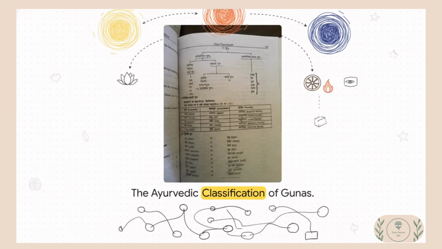And here it is. This chart does a fantastic job of laying out the entire system. It shows the complete classification of the gunas. So for the rest of our time here, we're going to use this as our guide. We'll just work our way through it, section by section.